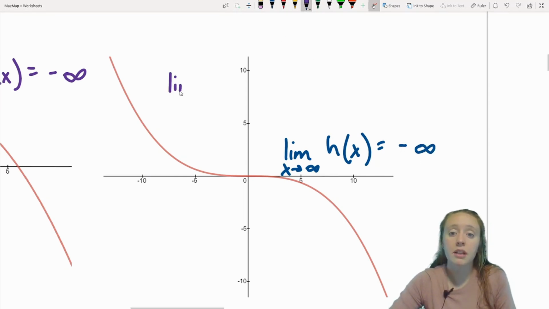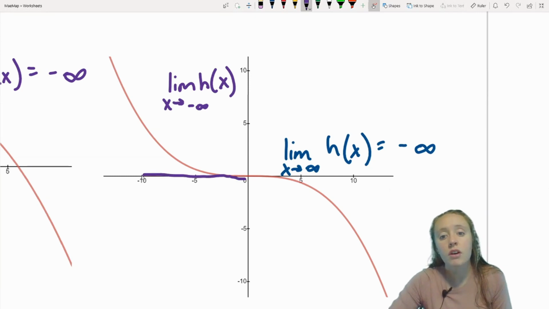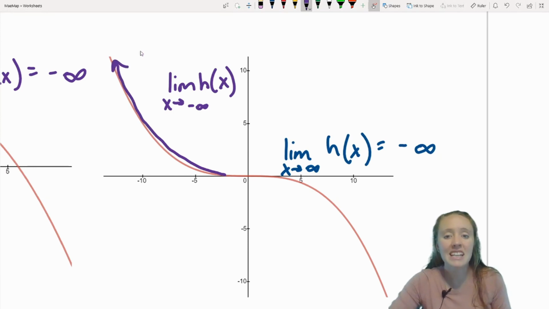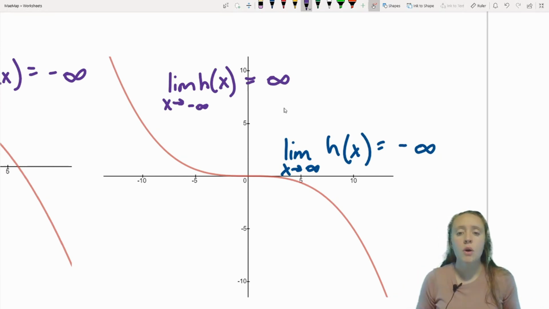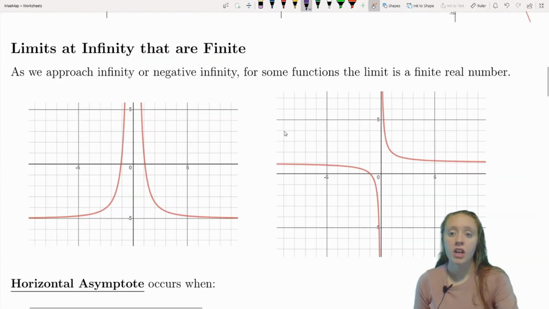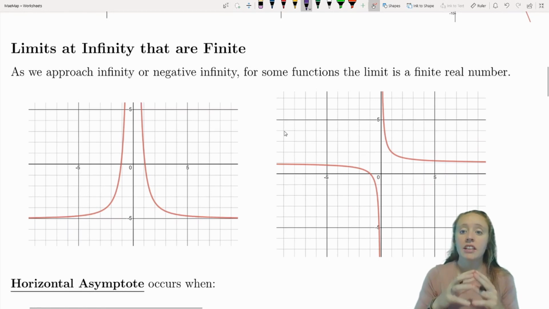Whereas when we take the limit of h of x as x approaches negative infinity, that means x is moving further to the left, then our function is continually increasing. So that function is going to head towards infinity. So those are different cases when we have a limit at infinity where the result is infinite. So now let's take a look at limits at infinity that are finite.